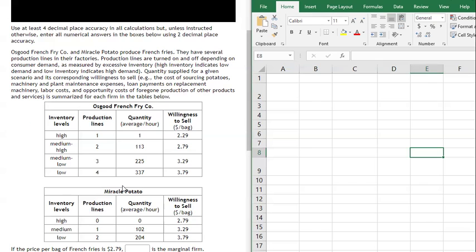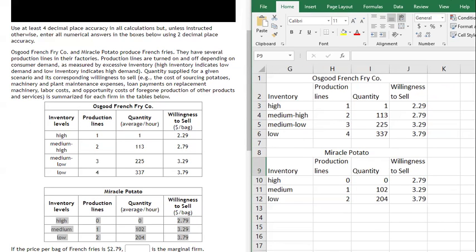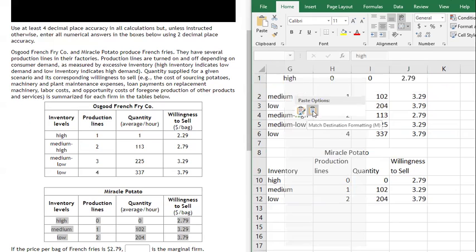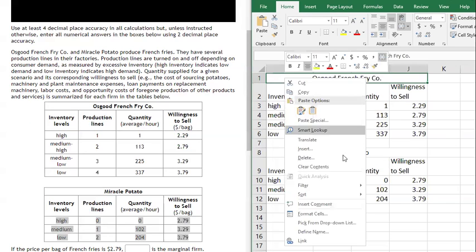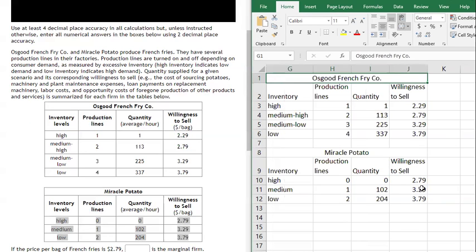What I'm going to do is copy this information to Excel. Okay, I copied the information to Excel. Now, when you copy it to Excel, make sure you right click and then you match destination formatting. Remember that? You want to match destination formatting. That way you don't bring in all the HTML junk from the website.